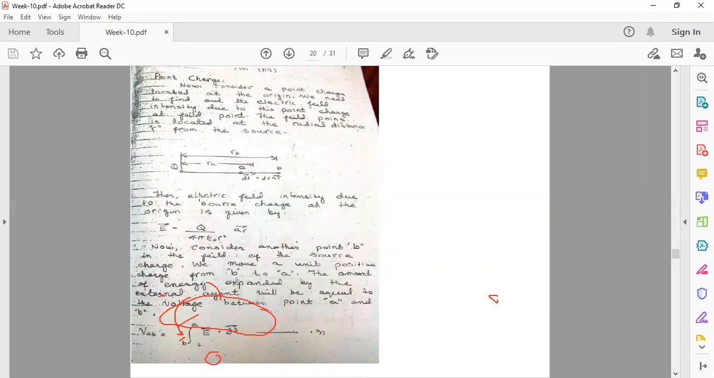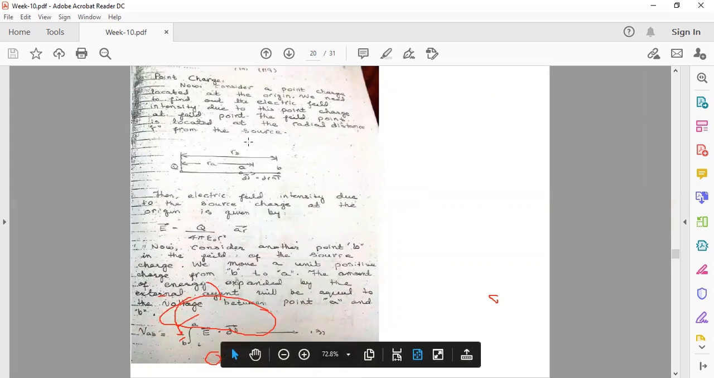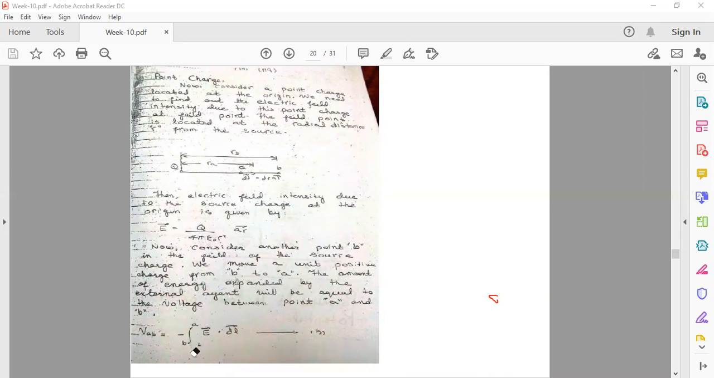Okay, for example, the distance of the source charge and the point of observation B, the initial point, is RB, and the distance between Q and the point of observation A is RA. So E will be along aR, meaning radius, in the spherical coordinate system. So we can write VAB, from B to A, is minus, which indicates the work done is required against the electric field, integral of E dot dL.